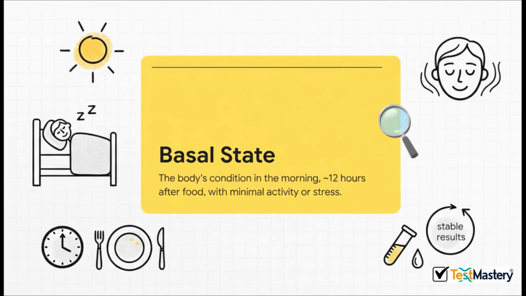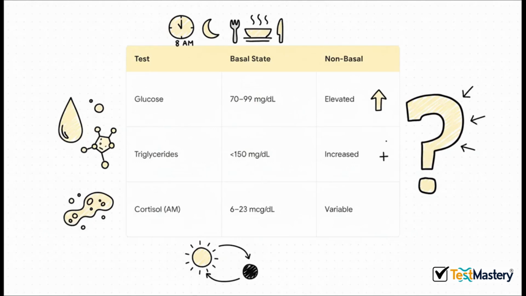And what is that standardized condition? That's what we call the basal state. Think of it as the body's resting baseline state. It's usually in the morning, after the patient has fasted for about 12 hours, and before they've done any exercise or gotten stressed out. This is the perfect, clean state to collect a sample because it gives us the most stable and reliable results.